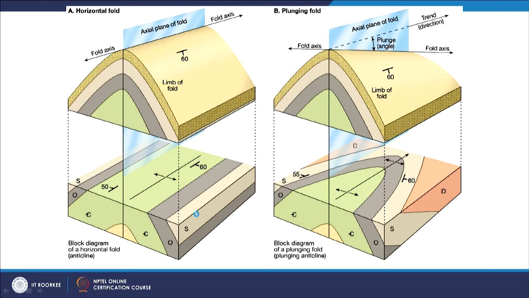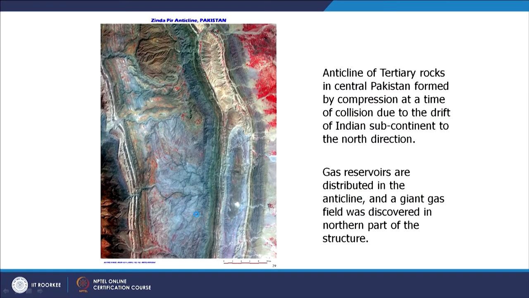We can do the interpretations about plunging folds through identifying closures, and many such interpretations can be done. Now let's take another example of an area where vegetation is not a problem, and still we get a very good interpretation about images. This is the Jinda Pir anticline, located in Pakistan, and we see very clearly these folds are visible here.